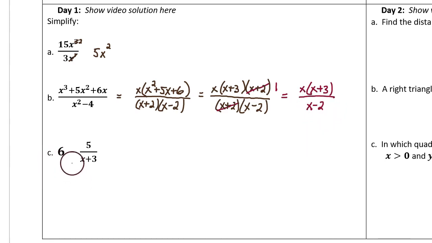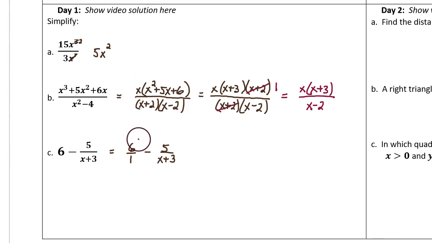Now question C. It looks like we have a subtraction problem. 6 minus, and then a fraction. Well, think about what you know about subtracting fractions. We need to have a common denominator. Think of the whole number 6 as being 6 over 1. And then minus the 5 over x plus 3. If we want to have common denominators on these fractions, then we need this first fraction to also have a denominator of x plus 3.